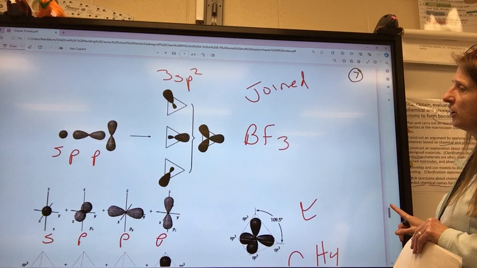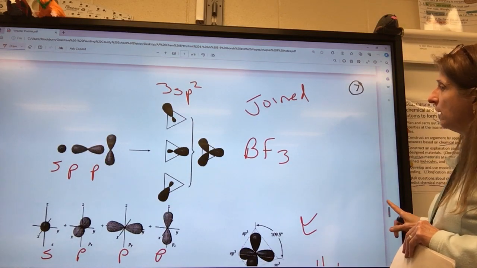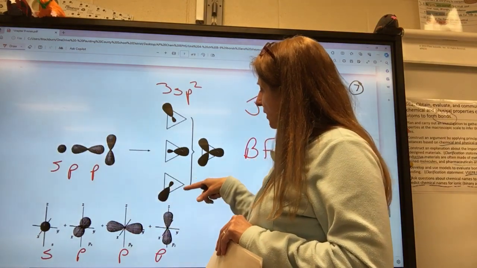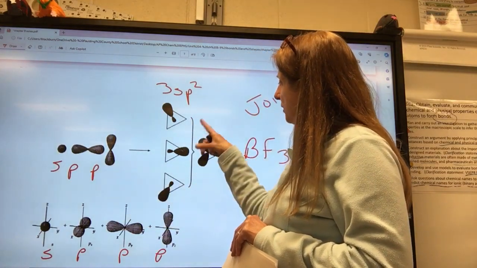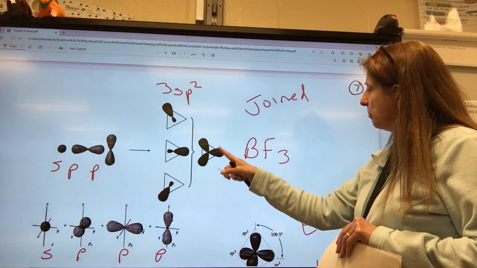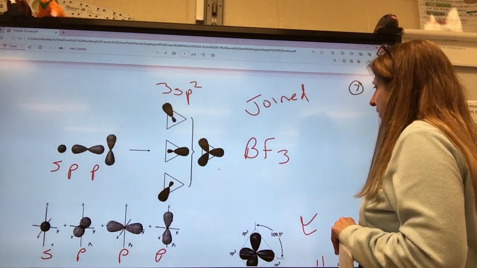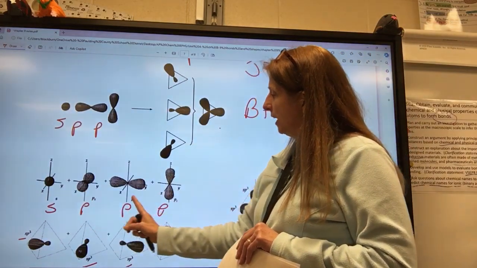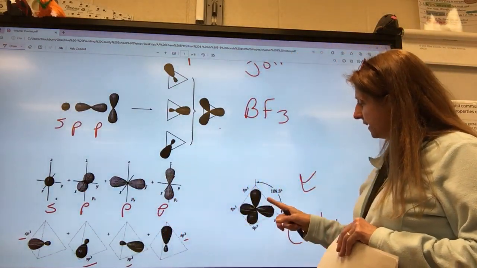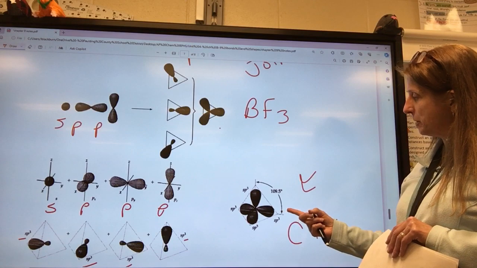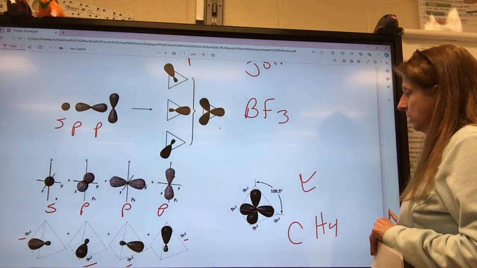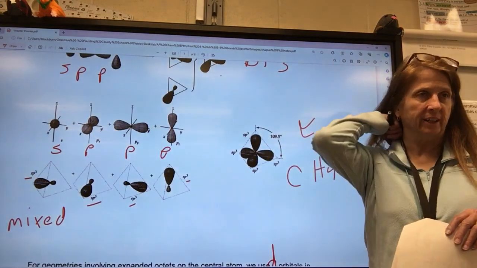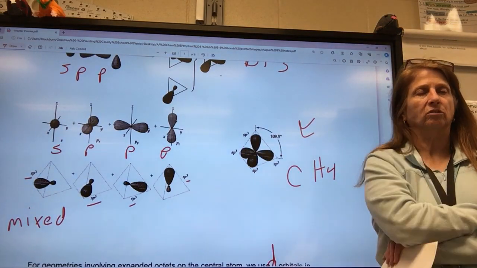Okay, so this is just sort of summing it up. We've got an s, a p, and a p. They get mixed and you get 3 sp2 orbitals, and that's what we see in boron trifluoride. Okay, they join. Here we have an s, a p, a p, and a p. They blend together and you get carbon, and it's tetrahedral. You get 4 sp3 orbitals that are all identical.